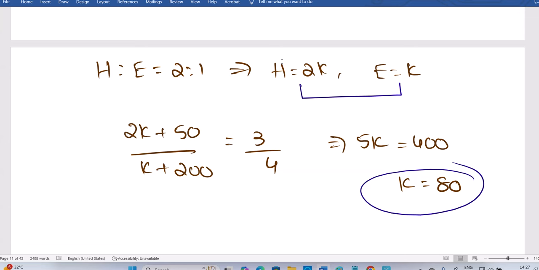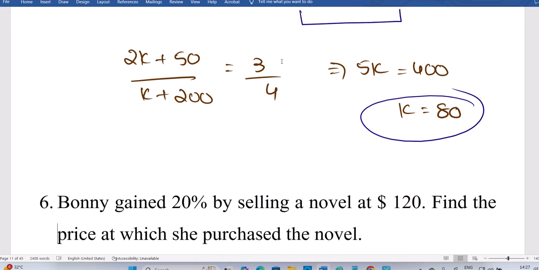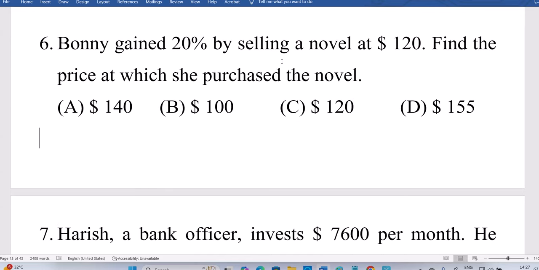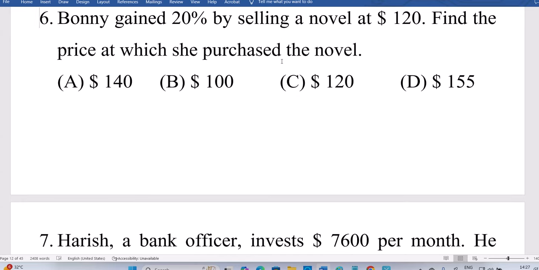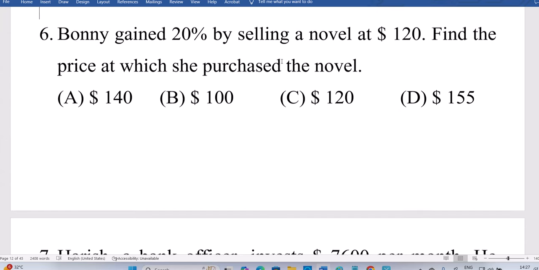The next question is one which we can solve in 10 seconds or 20 seconds. Out of 30 questions, there are around 10 questions which can be solved within 30 seconds, within half a minute. Now, what's the answer here? See, and you can mark the answer. That's it. No need of pen and paper also.